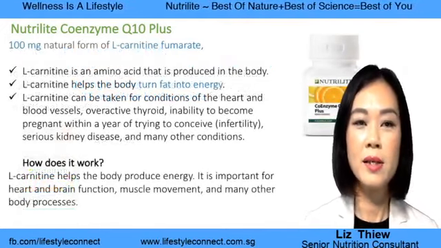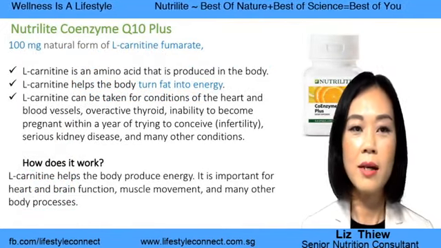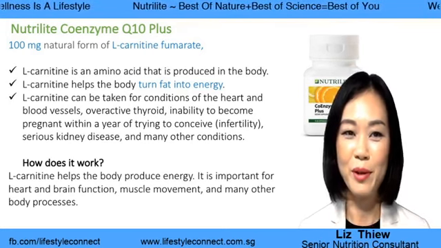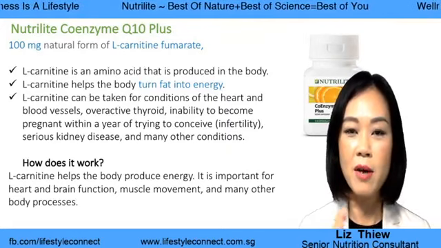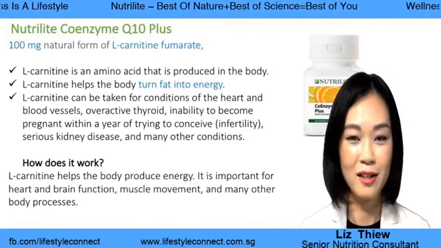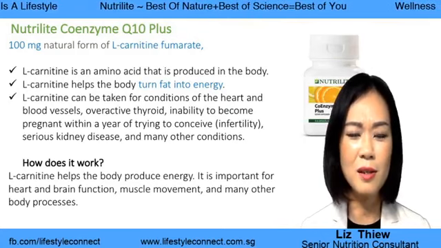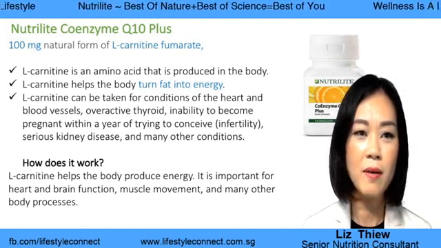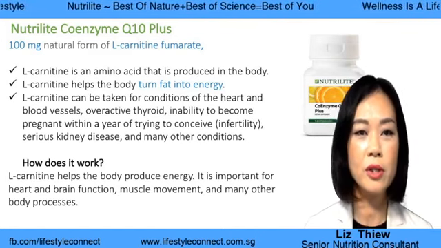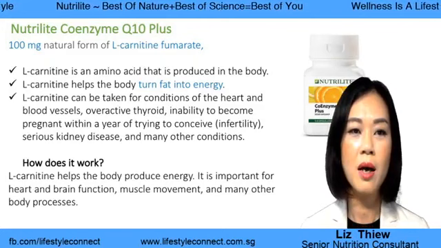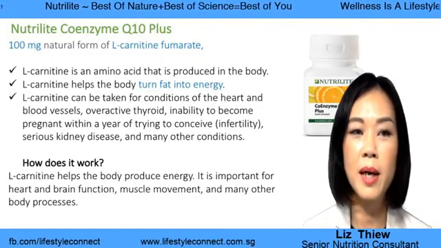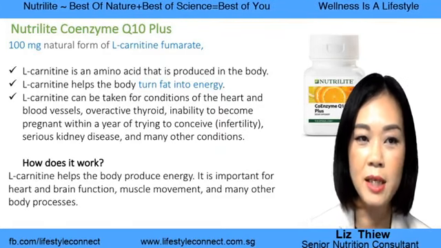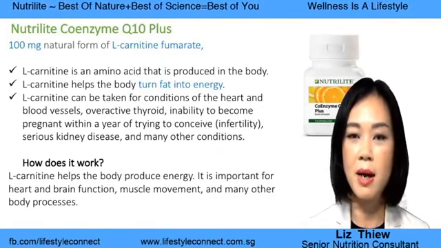So what is this L-carnitine? L-carnitine is an amino acid that is produced in the body. Our body can produce it, and it helps the body turn fat into energy. So it is quite similar to coenzyme Q10, but it is not coenzyme Q10. L-carnitine can be taken for conditions of the heart and blood vessels, overactive thyroid, inability to become pregnant within a year of trying to conceive, what we call infertility, serious kidney disease, and many other conditions.